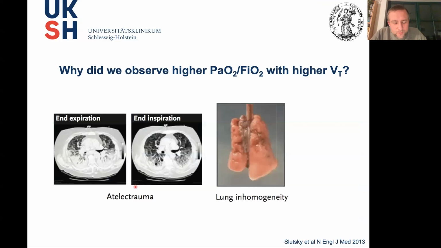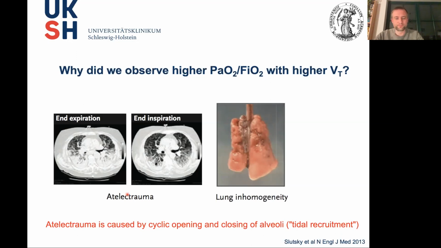When we have the mechanism of injury that is called alveolar cycling, what happens is when you have a lung that looks like this at end expiration, we have many alveoli that are collapsed, whereas at end inspiration, some of these get open, and then again during the next expiration they will collapse, and then they will reopen, etc. And this cyclic opening and closing of alveoli leads to lung injury in the form of so-called atelectrauma. So this is what we call tidal recruitment, cyclic opening and closing of alveoli.